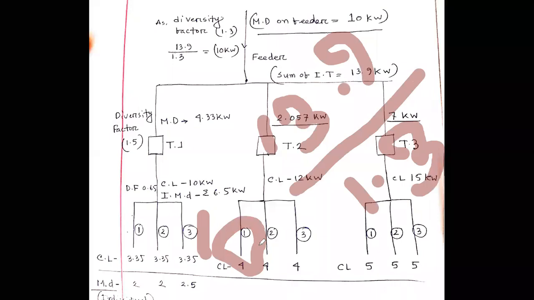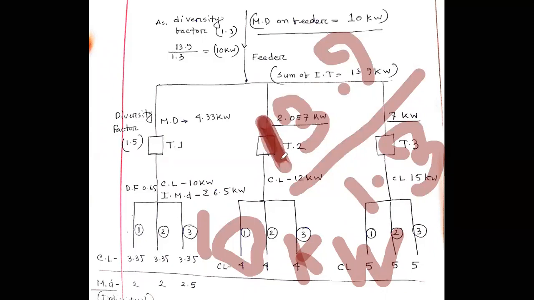And basically that was the answer the question was looking for: what is the maximum demand on that feeder line. You see that if we sum the maximum demands, it is 13.9, but as it has a diversity factor, that means all the transformers are not using their maximum demand power at the same time. So that's why we divide by the diversity factor 1.3 and we get 10 kilowatt. That is the maximum demand on that feeder line. So that was our answer.